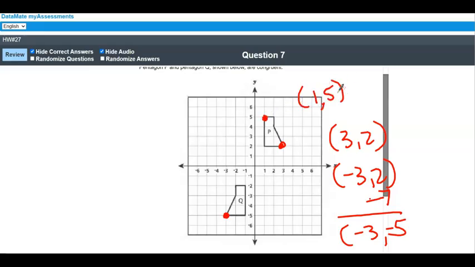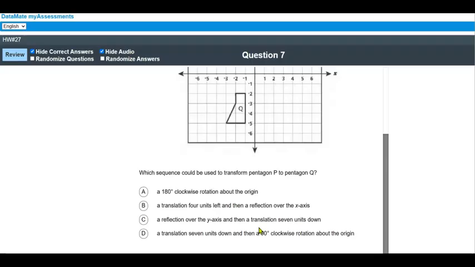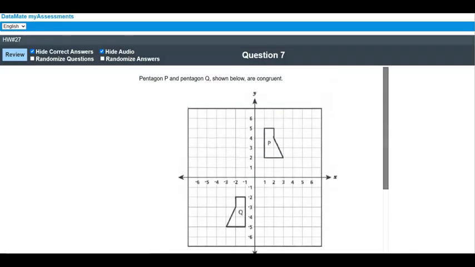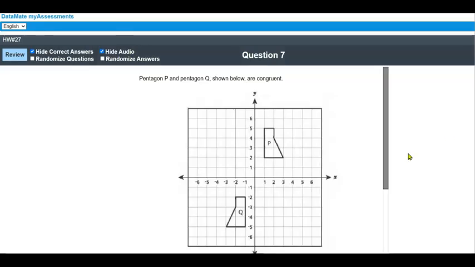1, 5, when reflected over the, I think I read that wrong. That's reflecting over the y-axis. Let's see. This says reflecting over the y-axis. Okay, yep, that's it. So let's finish it. Let's double check that second point. 1, 5, reflecting over the y-axis is negative 1, 5, and then 7 units down is negative 1, negative 2. Negative 1, negative 2. Yep, that's a match. So it looks like we have found our option.